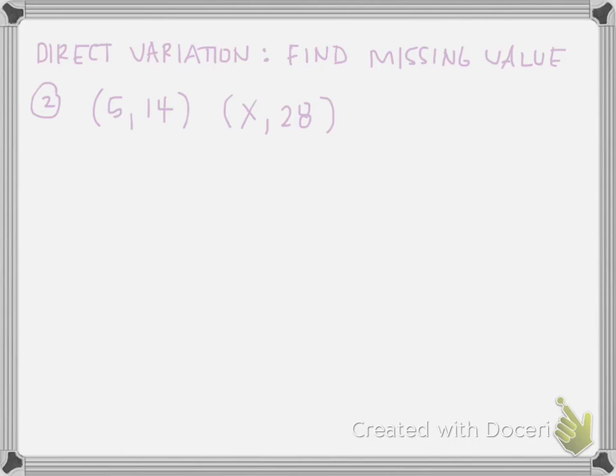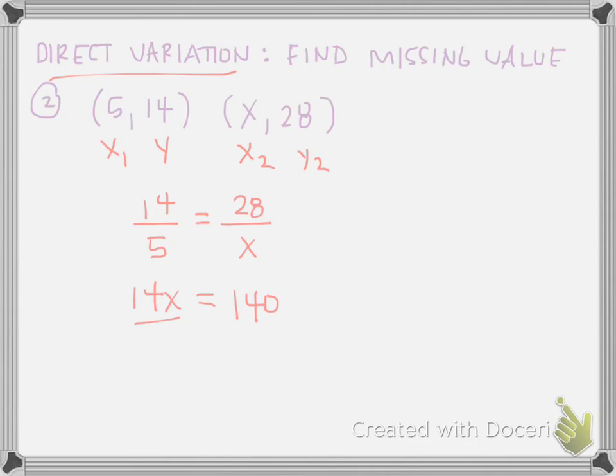All right, let's look for the missing value here. So this is a direct variation, so finding the missing value here. Direct means that I have my x1, y1, I've got an x2, y2. So I'm going to take 14 divided by 5. It's going to be equal to 28 divided by x. So I'm going to solve. Multiply both sides, 28 times 5 is going to be 140. Divide both sides by 14 now. So x here is going to be equal to 10.